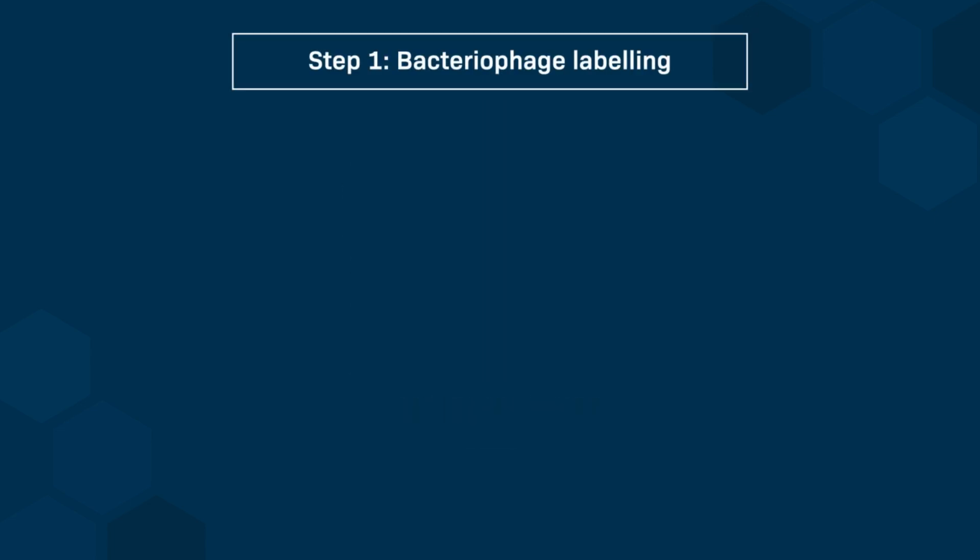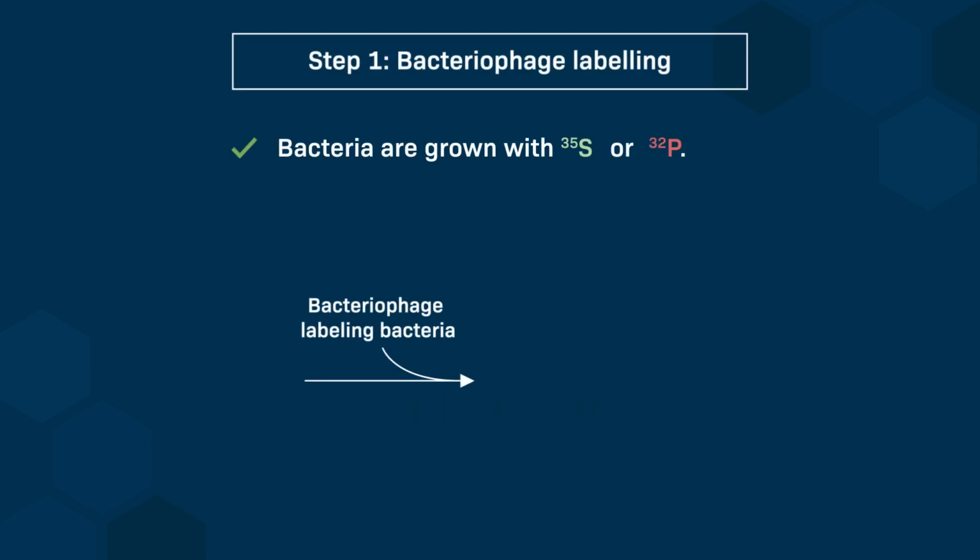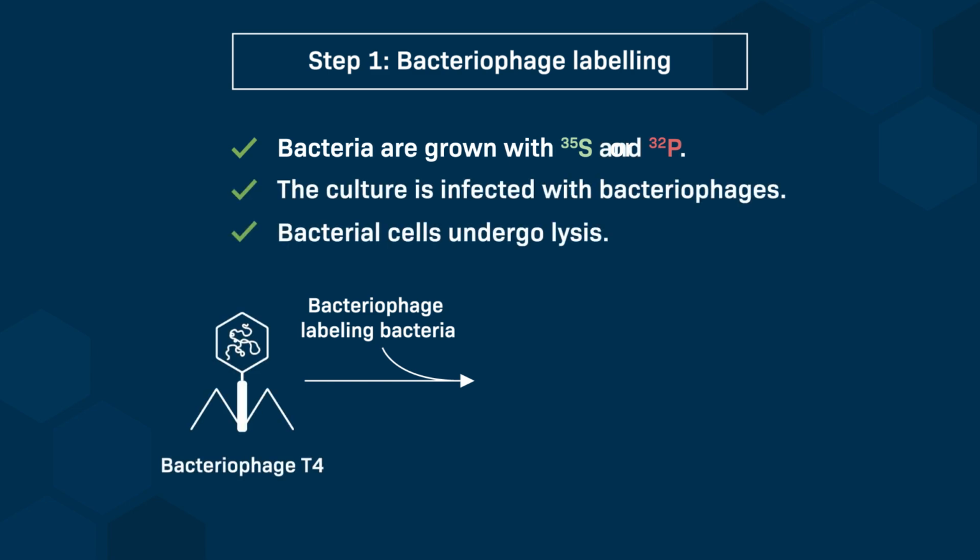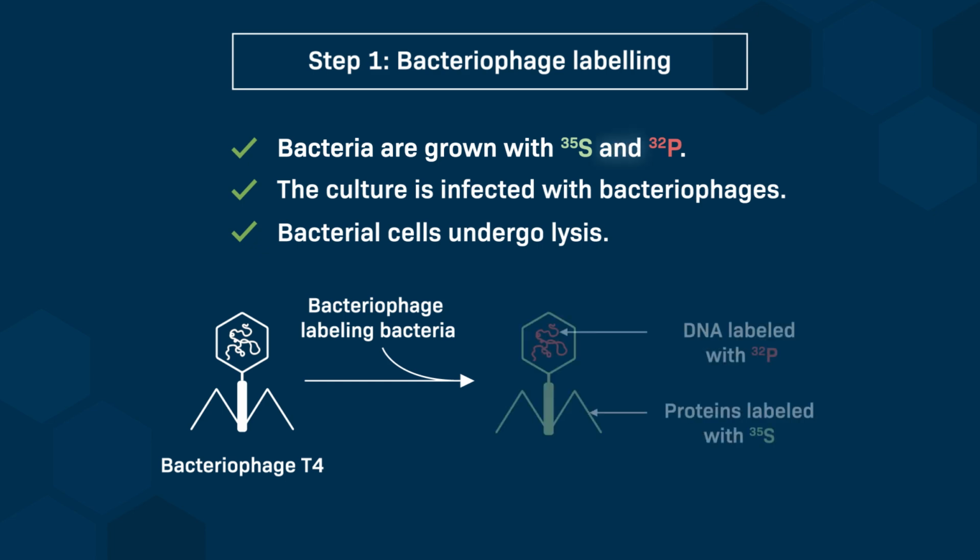The first step in this process involved growing bacteria, specifically growing E. coli, in the presence of radioactive sulfur, known as sulfur-35, or phosphorus, known as phosphorus-32. The radioactive sulfur gets incorporated into proteins, and the radioactive phosphorus gets incorporated into DNA. The bacteria are then infected with unlabeled T4 bacteriophages. This infection led to the lysis of the bacterial cells, which released newly produced bacteriophages with labeled DNA and proteins.